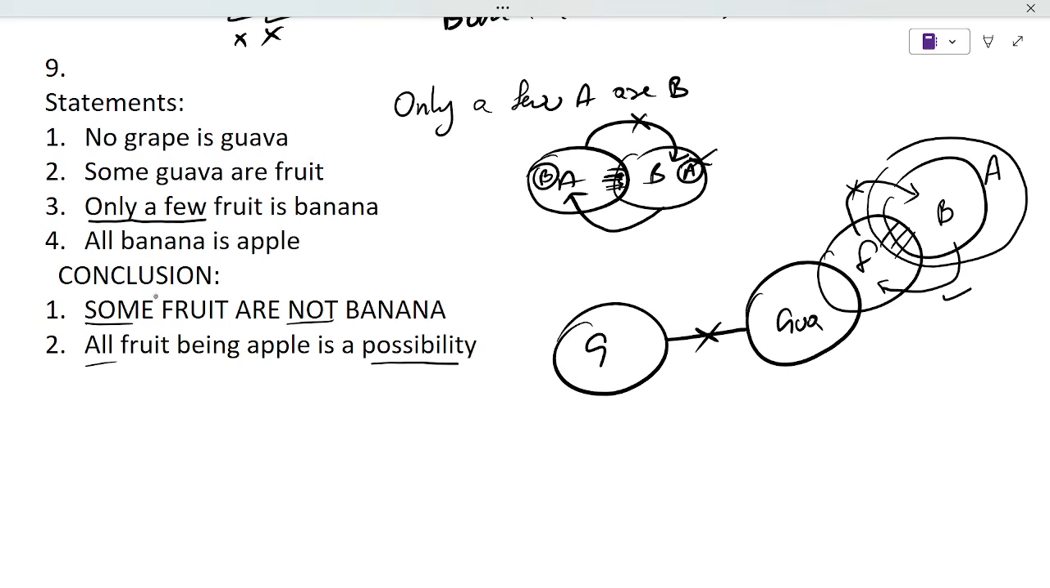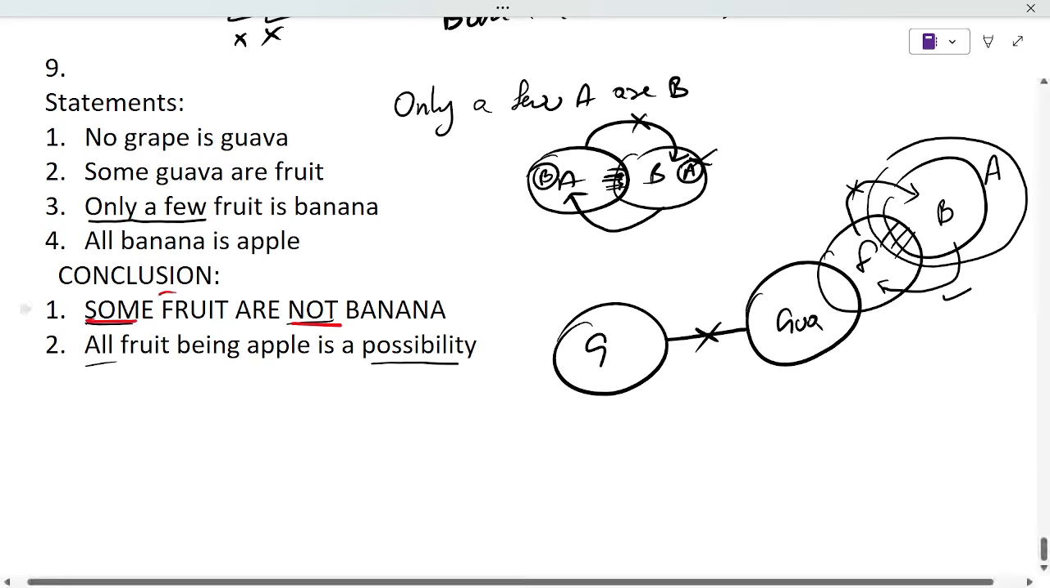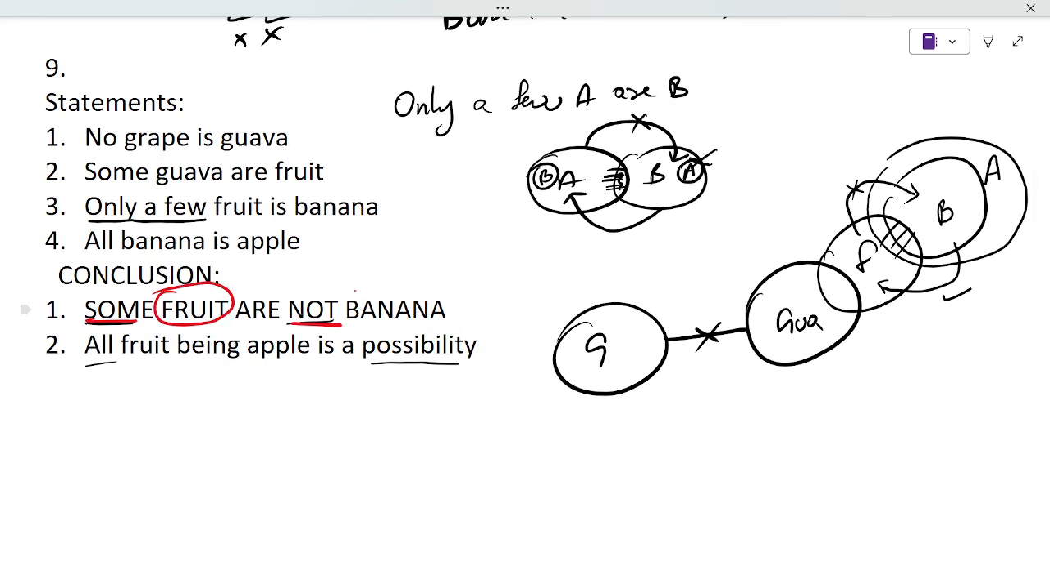Yes, because in the some-not case, the conclusion checks whether the first person can go inside the second person or not. We have to check that one. So banana and fruits: fruits is the first person, right? Fruits is here. Banana is here. So all fruits cannot go inside banana. Why? Because of this case.